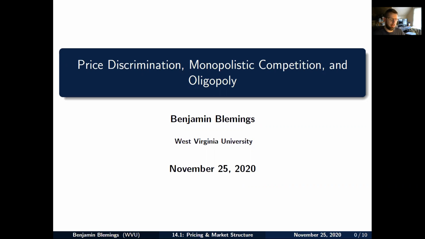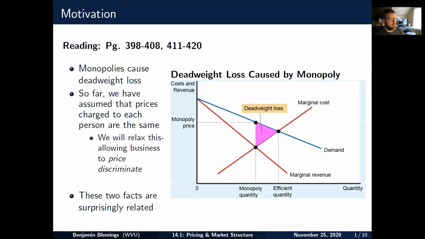Okay, so this one's on price discrimination, monopolistic competition, and oligopoly, where monopolistic competition and oligopoly are alternative market structures. Our motivation for this is, in our last lecture, we saw that monopolies cause deadweight loss. And this is a problem for society because consumers are less well off, and society as a whole is less well off as producers are less well off. So this is a problem as shown by this figure here.